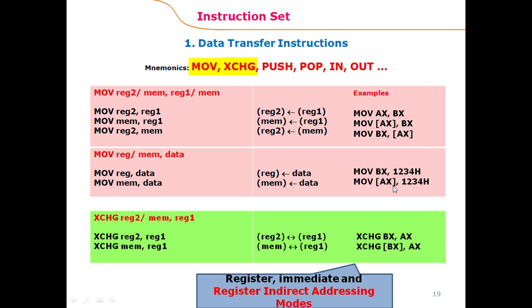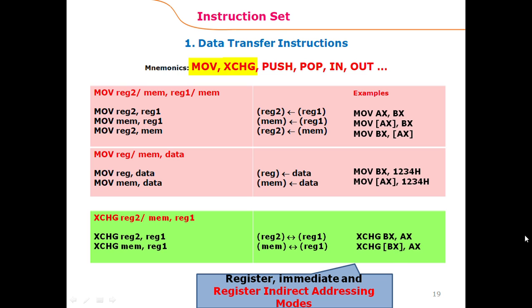The same addressing mode is used here because the memory is being accessed, and this instruction would move the 16-bit immediate value 1234H to a memory location in the data segment addressed by the offset address stored in this AX register. If we remove these brackets, then this addressing mode would become immediate addressing mode, because the immediate value is stored in the register and not in the memory location. Quite similarly, here we have the register indirect addressing mode, where the 16-bit content is exchanged with the memory location addressed by the offset address stored in the BX register.